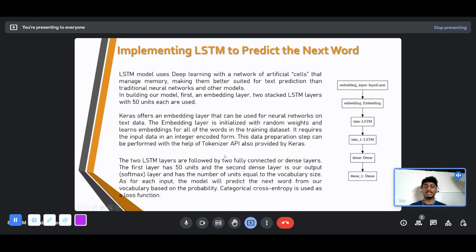The two LSTM layers are followed by two fully connected or dense layers. The first layer has 50 units, and the second dense layer is our output layer and has the number of units equal to the vocabulary size. As for each input, the model will predict the next word from our vocabulary based on the probability. Categorical cross entropy is used as a loss function.